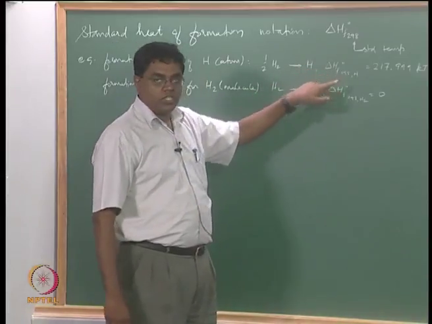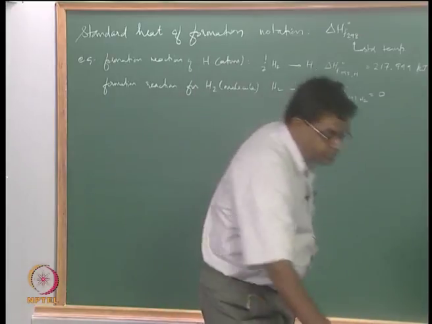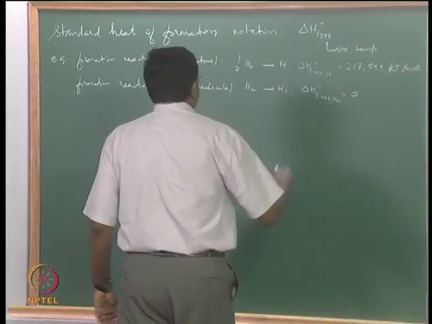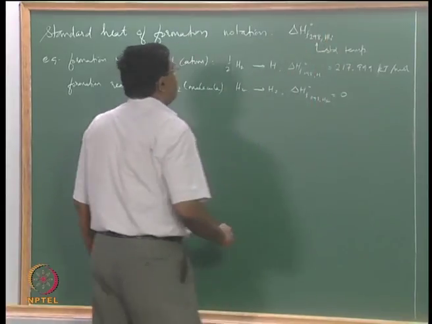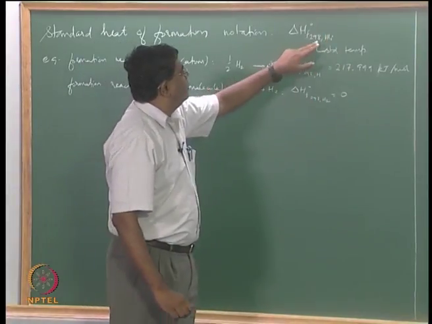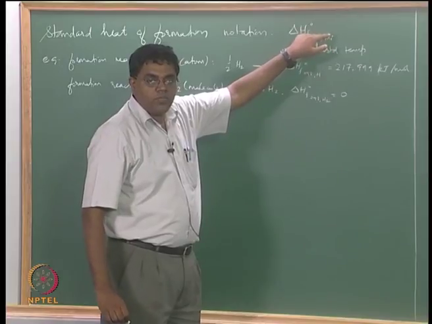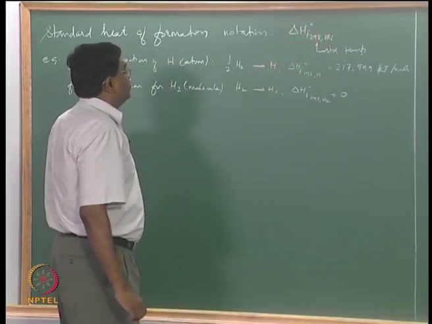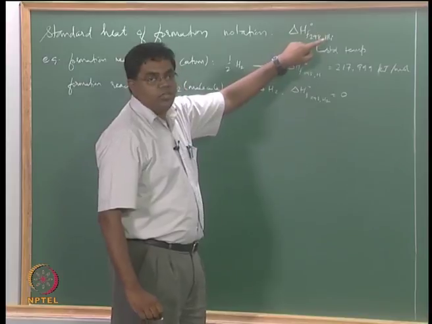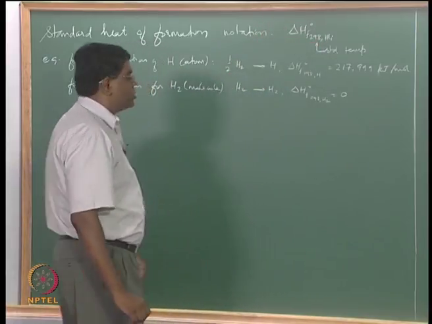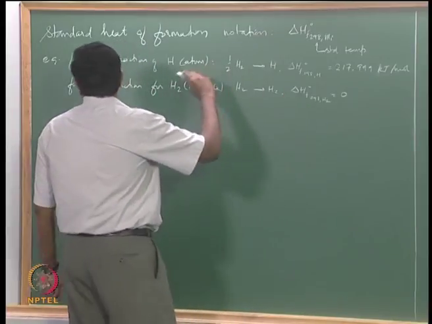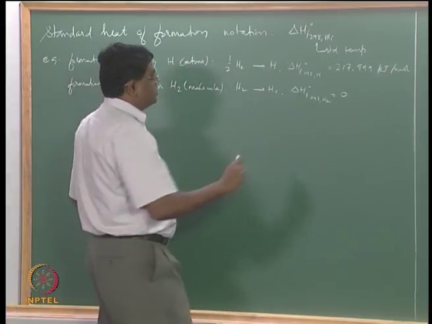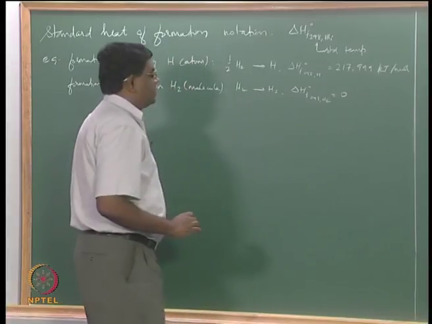So you look at the notation here. In fact you could improve on the notation by saying 298 comma script mi on the subscript there, where script mi refers to the species for which you are looking at the formation standard heat of formation. So here for the formation reaction of atomic hydrogen we get a number that looks like this.